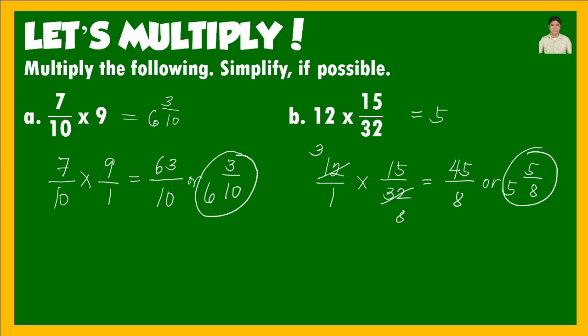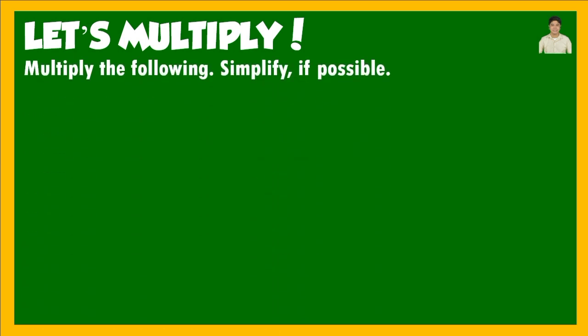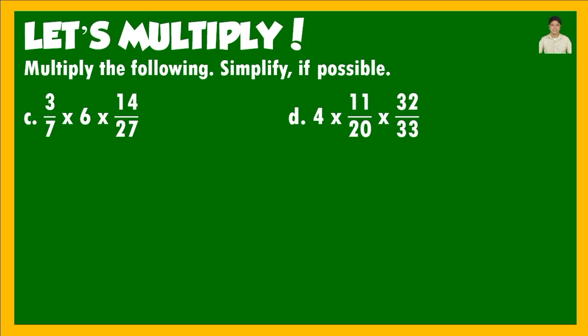So, 5 and 5/8. So, another. Ayan. So, pwede ring 3 yung minumultiply. Okay. Kasama na yung whole number, tsaka maaring dalawang proper fractions. O pwede rin namang dalawang whole number, tsaka isang proper fraction.